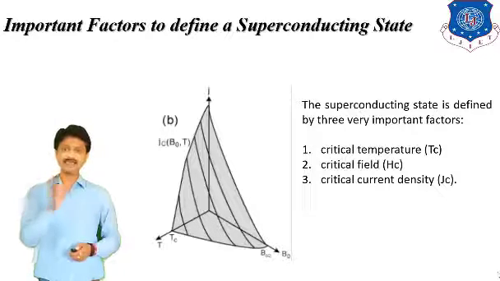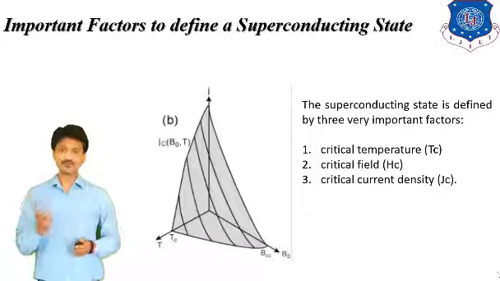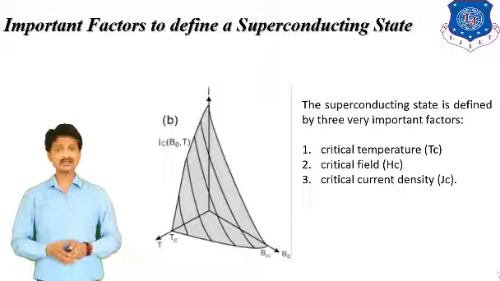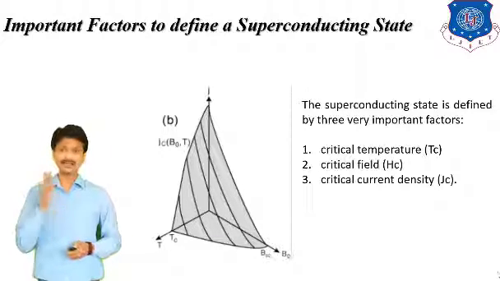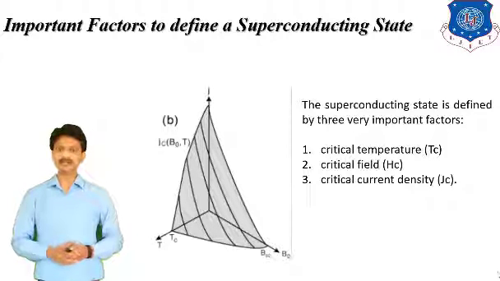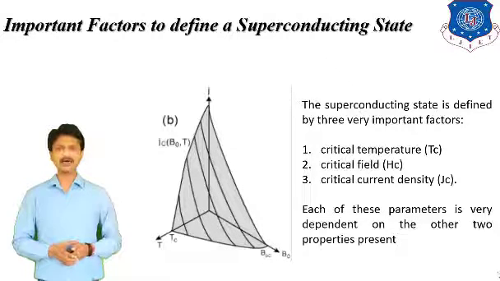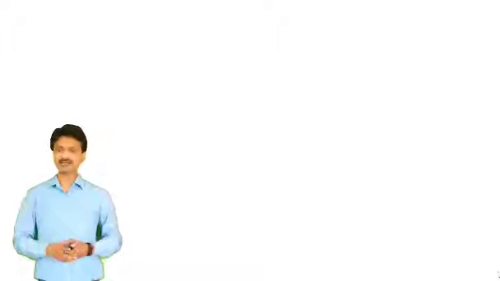In the next video we will learn the types of superconductors, that are Type 1, Type 2, hard superconductor, soft superconductor, as well as high temperature superconductor and low temperature superconductor. And we will also discuss numericals based on the properties of superconductors.